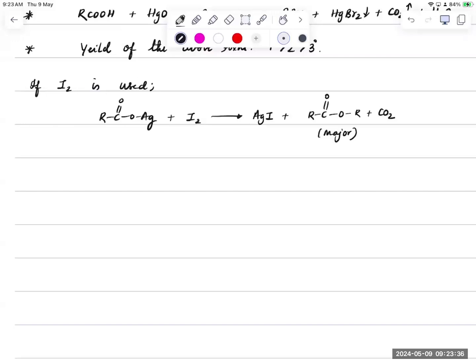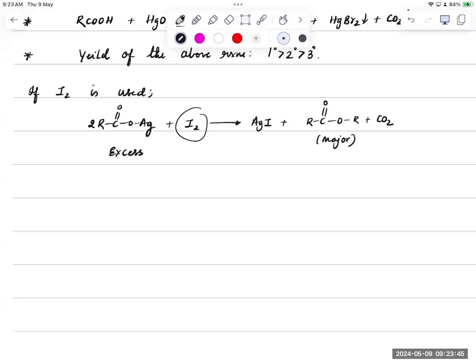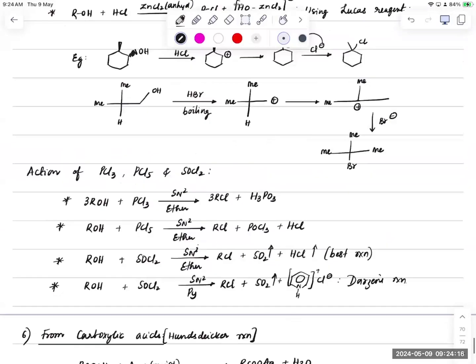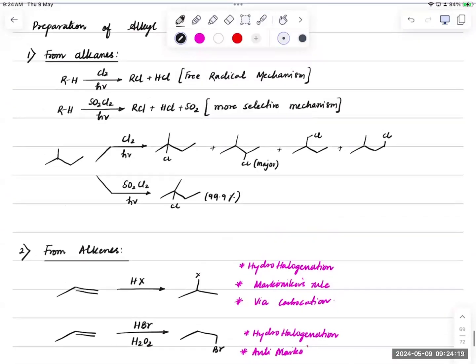But this is only when this is in excess. Now suppose if I2 is in excess, then we can expect alkyl halide to form. That is, if you have RC double bond O OAg present, plus I2 is given in excess, in that case AgI plus RI plus CO2 will form. So you have to be clear in which case what would happen. So these are all the preparation reactions, guys. As per NCERT also, these are the points which we need to know from a preparation point of view.